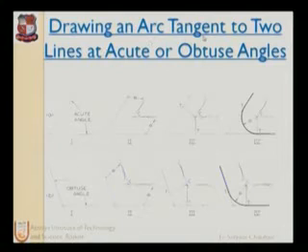Drawing an arc tangent to two lines at an acute or obtuse angle. Here is another example of how to draw a tangent arc to two lines at an acute or obtuse angle. So we have two cases here. One is an acute angle and the second one is an obtuse angle.